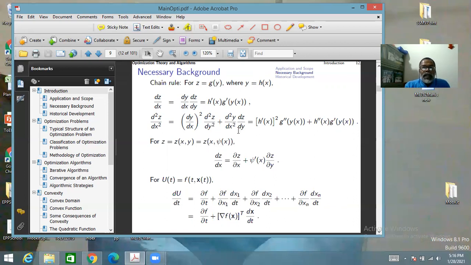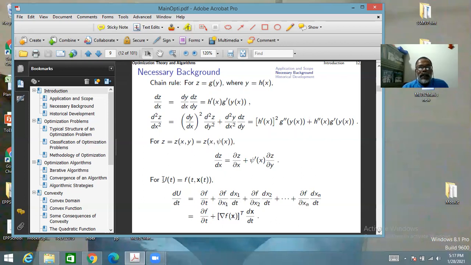Now, if z is actually a function of x and y, in which y itself happens to be a function of x, then ultimately z is a function of x only. Then you want to find dz by dx, and there one component in the derivative comes directly from this x dependence, and another component comes through the dependence of z on x through y. So that actually uses the chain rule here.